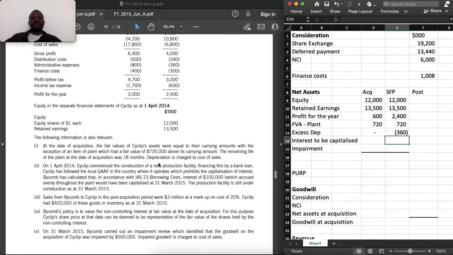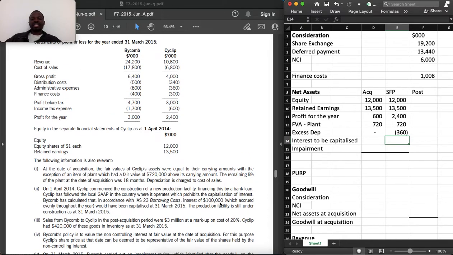Then here under note number 2, we are told that Cyclic did not capitalize the interest, whilst the company was supposed to capitalize the interest. So the company expensed this interest, and this interest reduced the profit. In order for us to capitalize it, we need to add back the interest to the profit. As this interest accrued evenly, we'll simply say 100 multiplied by 3 divided by 12.